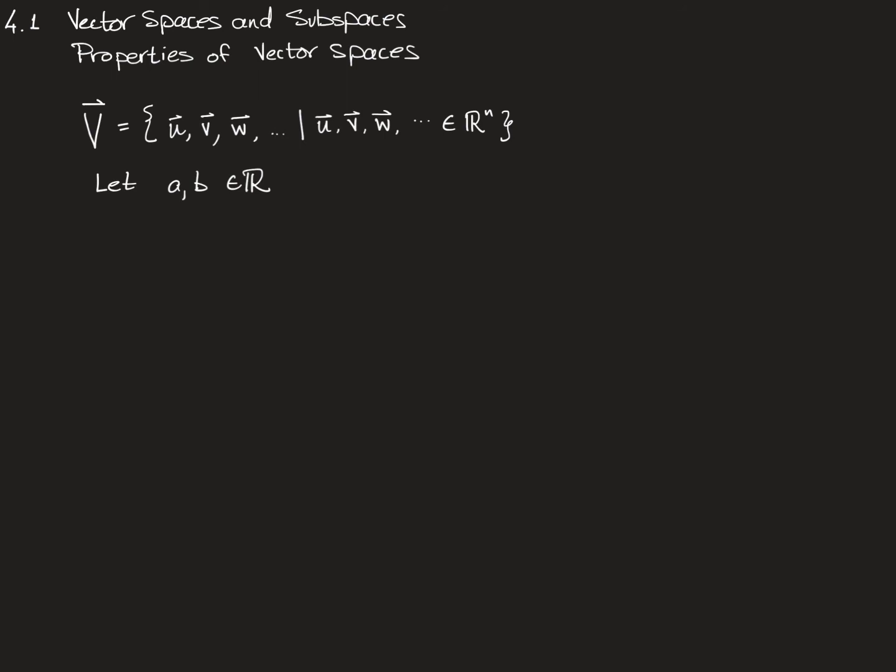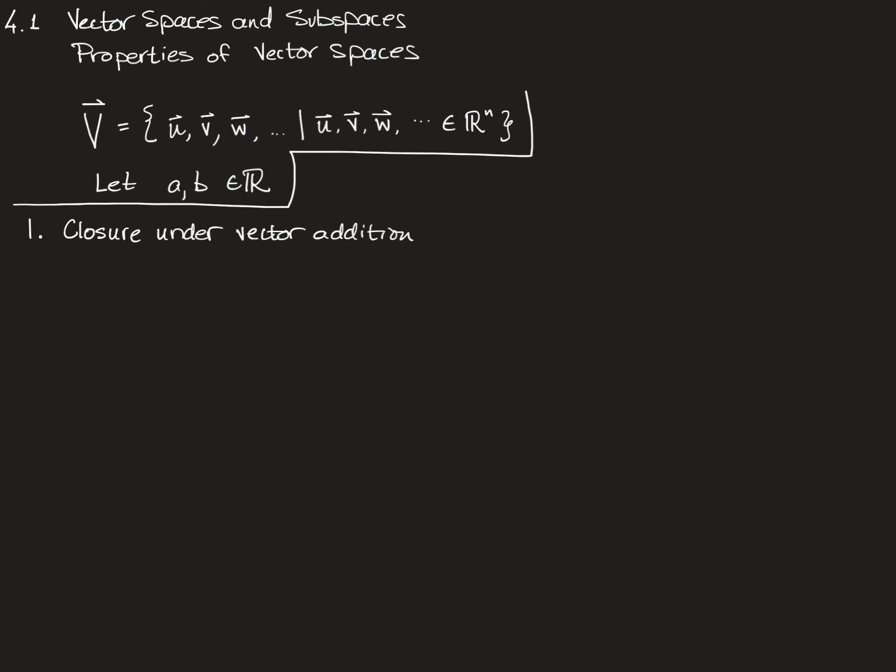There are 10 properties of vector spaces we need to discuss here, and I'm not sure I'll get them all on the same screen, but I'm certainly going to try. Let's put that up here. The first one is that vector spaces are closed under vector addition. If they're closed, they have closure.